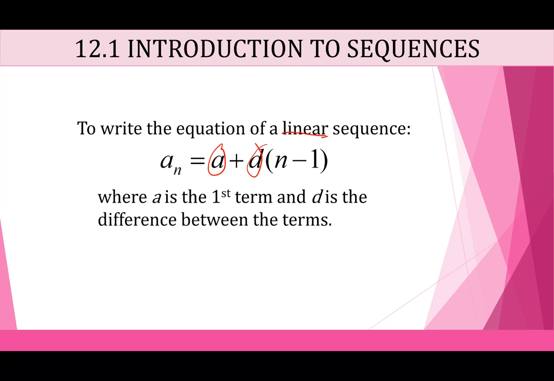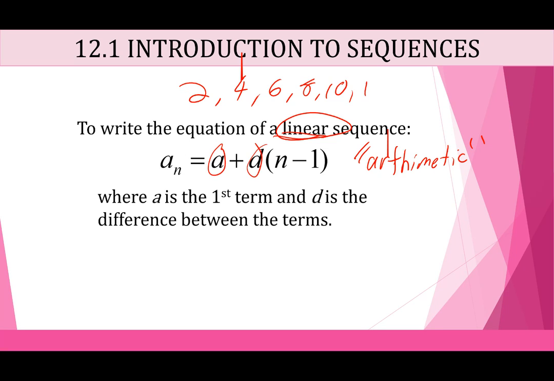D will be the difference between terms, because a linear sequence, again, this is specifically for linear, which we're calling, one more time, arithmetic sequence, is a pattern of numbers in which you are adding or subtracting the same number every time. So notice how this one's going plus 2, plus 2, plus 2, plus 2, right? That's an arithmetic sequence. D in that case would be 2, because the difference between each number is 2. So D is the difference between the terms. And N represents, again, whichever position term you're looking for. So if you're looking for the 12th term, then N, of course, would be 12 here.